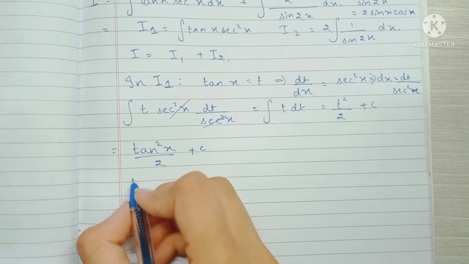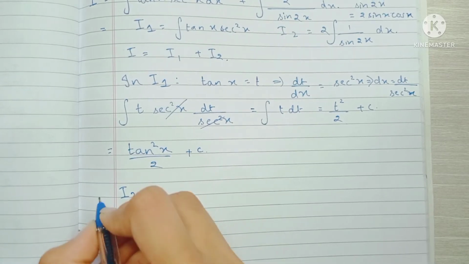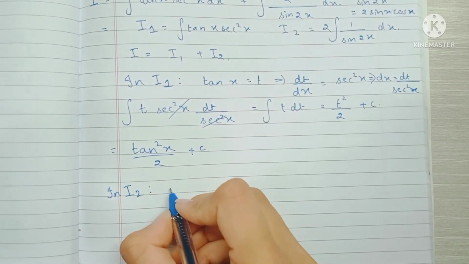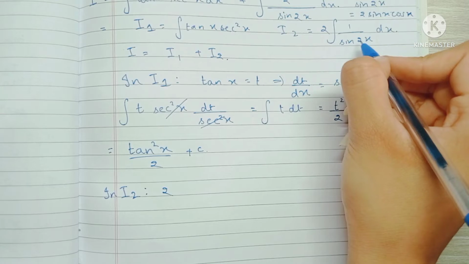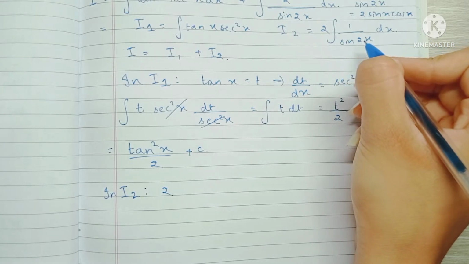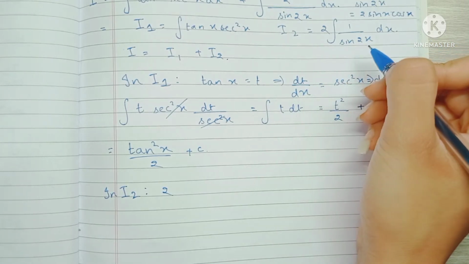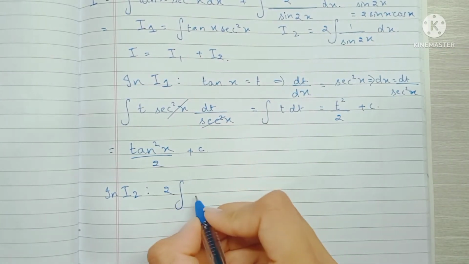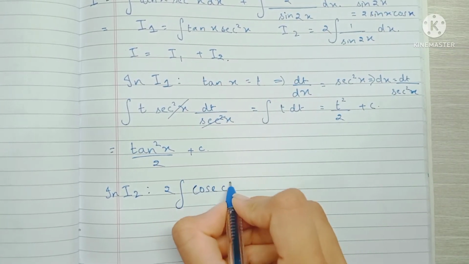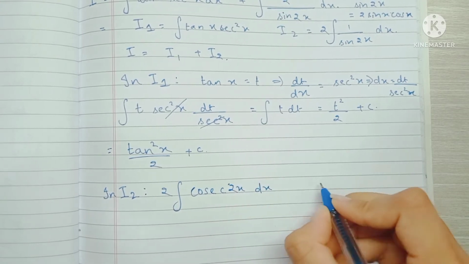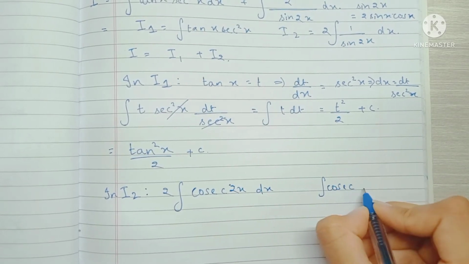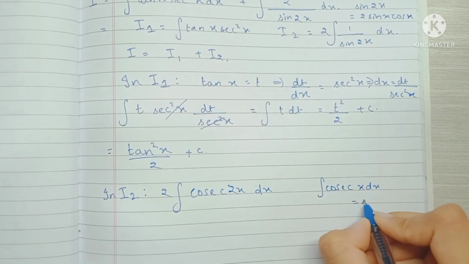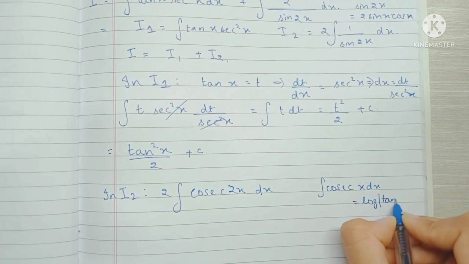Moving on to I2. In I2, we have the integral of 1 by sine 2x. But because the reciprocal of sine x is cosec x, we're going to write 1 by sine 2x as the integral of cosec 2x. We have a direct formula for the integration of cosec x, which is log mod of tan x by 2.